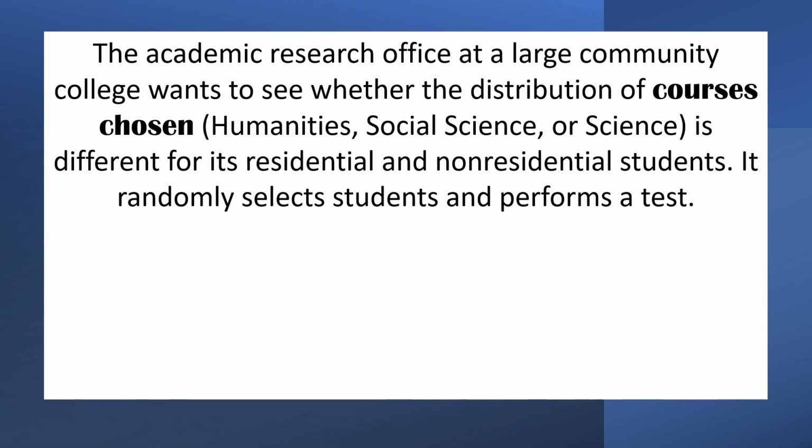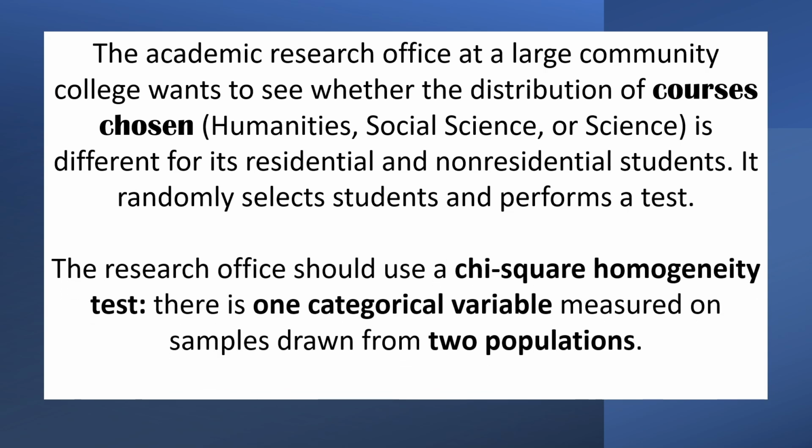In this case, we have a single categorical variable, that's the courses chosen, and we're drawing samples from two populations, the residential students and the non-residential students. And so this would be a chi-squared homogeneity test.